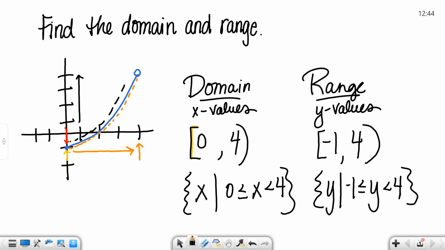So that domain and range will just take some practicing. There will be some of that in your homework.